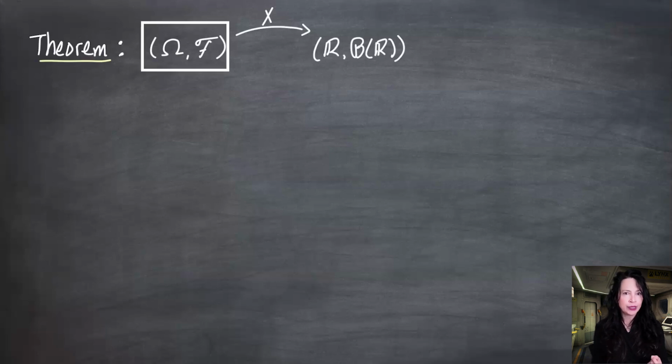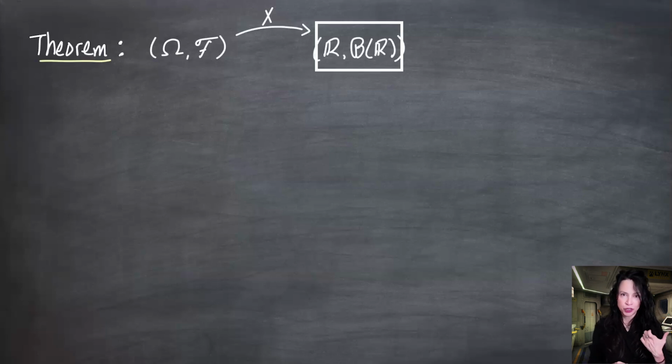Make this a complete measure space with the omega, the curly f, and the probability measure P. And then make this one a complete measure space with the reals, the Borel sets, and maybe a Lebesgue measure. It doesn't matter. We know that X is a random variable if it's a measurable function from this space to this space.